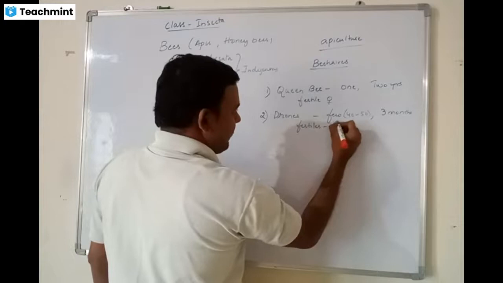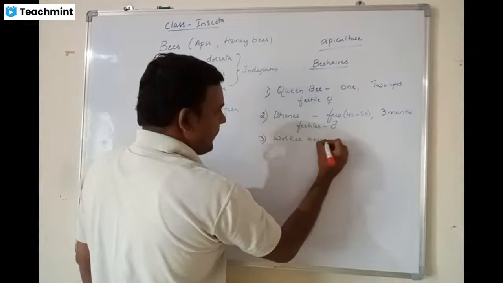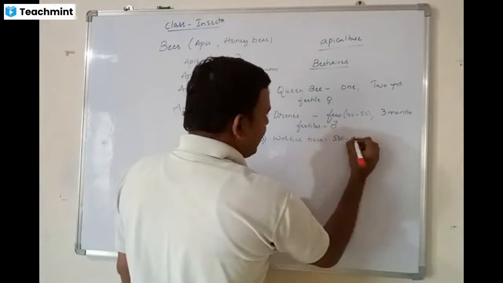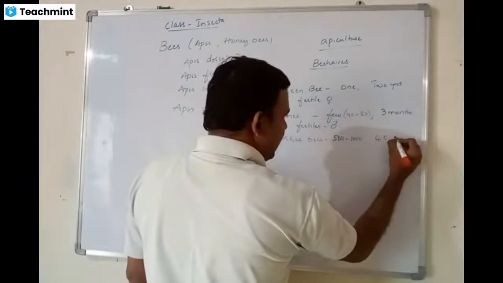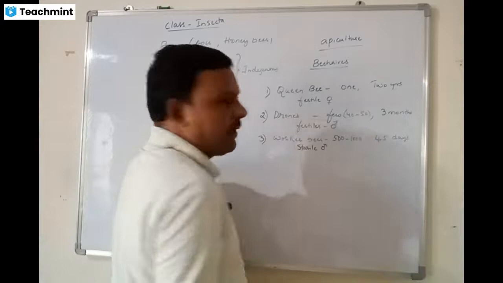And the third category is worker bees. They are more in number, maybe 500 to 1000, and they survive for only 45 days. They are sterile females. These three kinds of bees we find in a beehive.